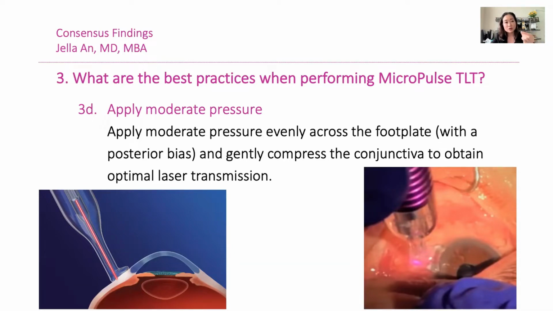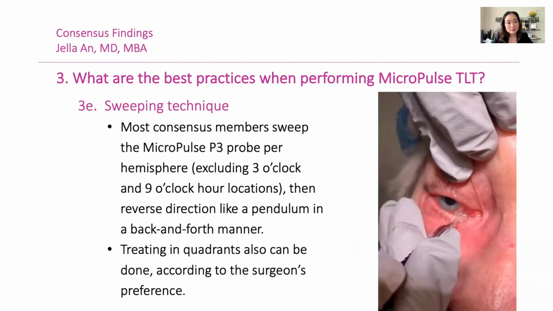And I do also hold it like a pen when I do the procedure. Applying adequate coupling gel is also important, as we just talked about. In terms of a sweeping technique, most of our consensus members sweep the probe per hemisphere, spending 20 seconds per sweep from nasal to temporal, sparing 3 and 9 o'clock, then reversing the direction from temporal to nasal over another 20 seconds. So I'll show you the video of doing that.